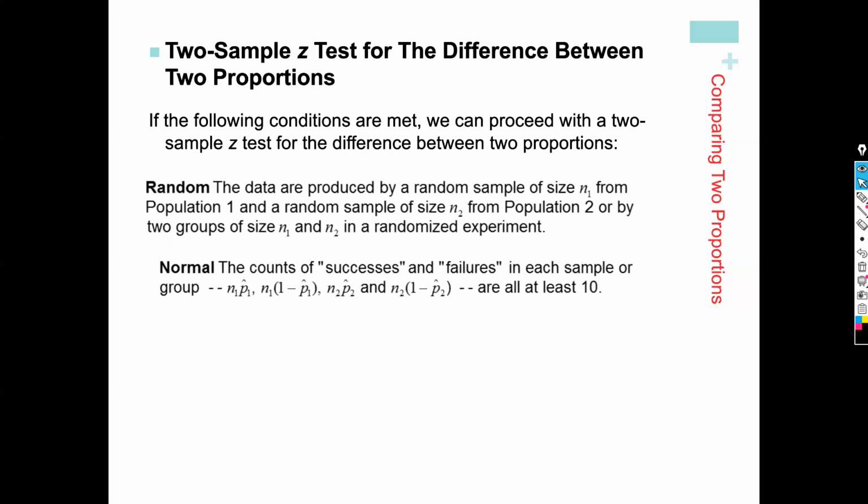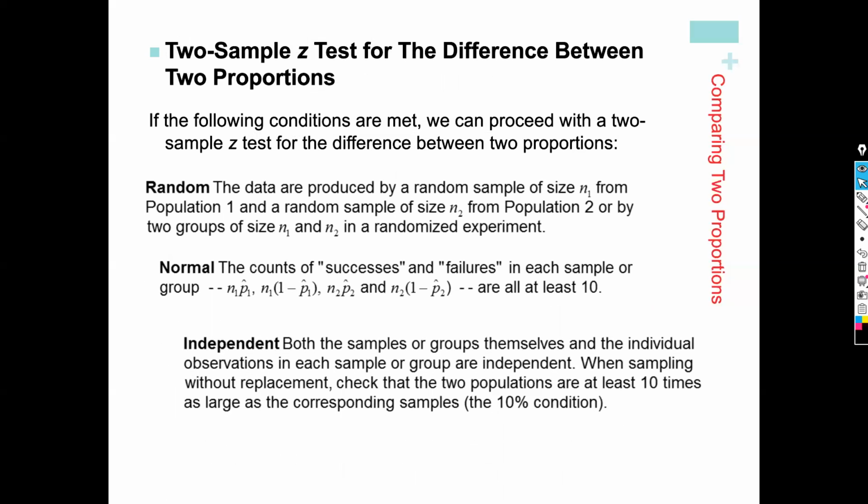Again, random, normal, independent. Oh, my mistake. Back up. N times P. We are doing the same conditions for normal as we did with confidence intervals. So we don't use that pooled proportion, the p hat c, in the normal condition. You're going to use it when you calculate, but in the normal condition, you're just going to do n times P1, n times 1 minus P1, and then n times P2, n times 1 minus P2, the same way you did in the last one.